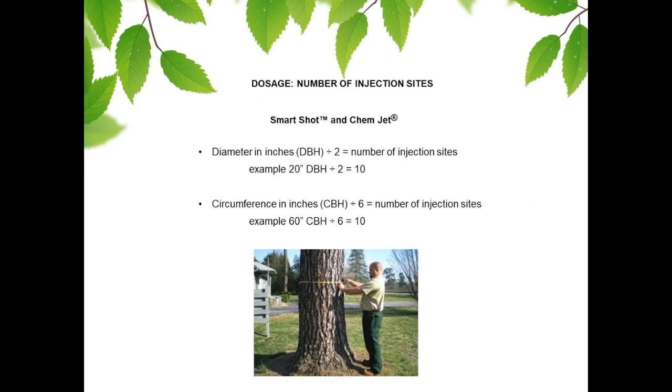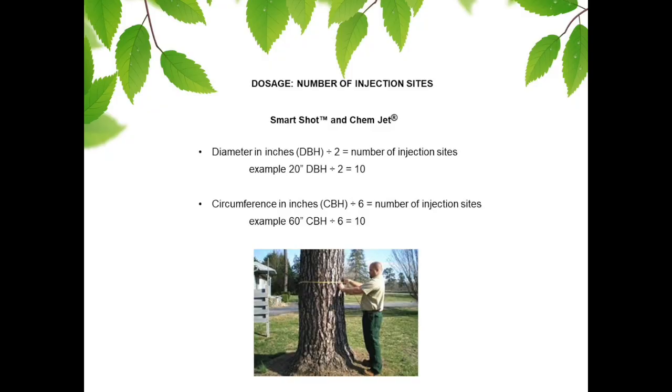Dosage, number of injection sites. Many Mauget products are also available in HP 1-liter bottles. Mauget recommends injecting HP products with a Smart Shot or ChemJet. However, Mauget's chemistry is compatible with most reloadable trunk injection systems, giving you the option to use your favorite.